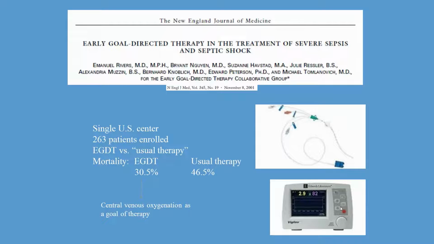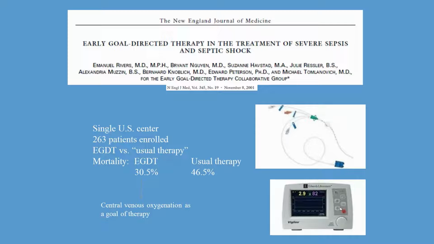So a single U.S. center, 263 patients, and the usual therapy was whatever the clinician felt was needed for fluids. And they targeted a mean arterial pressure of 65 and a CVP of 8 to 12. A urine output of greater than 0.5 milliliters per kilogram per hour, and compared that with the intervention group, the early goal-directed therapy group, where they included a mixed venous oxygen saturation. And then they targeted the mixed venous oxygen saturation.